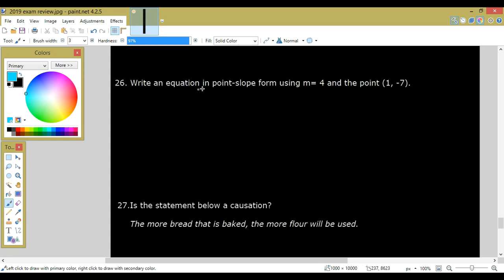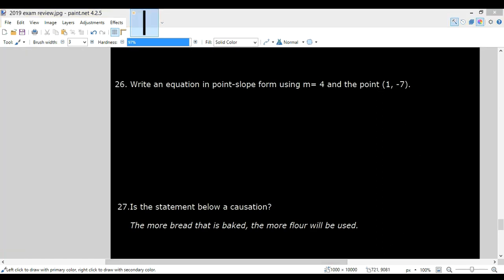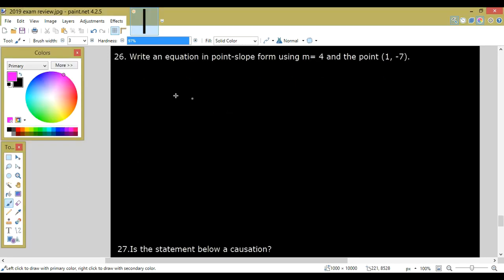26. Write an equation in point-slope form using m equals 4 and the point (1, -7). So the point-slope equation is also in your formulas. So we have y minus y1 equals m(x minus x1). So m is 4, x1 is 1, and y1 is -7. Plug these into the formula.